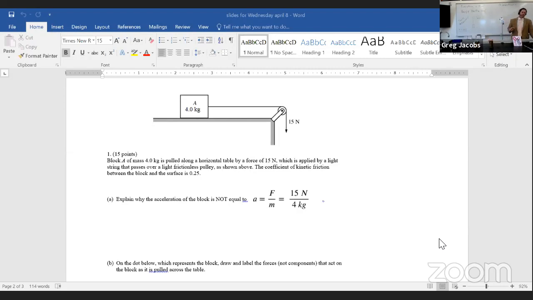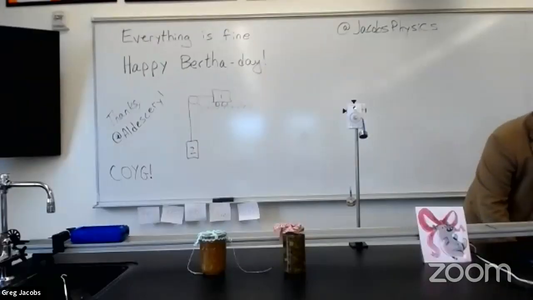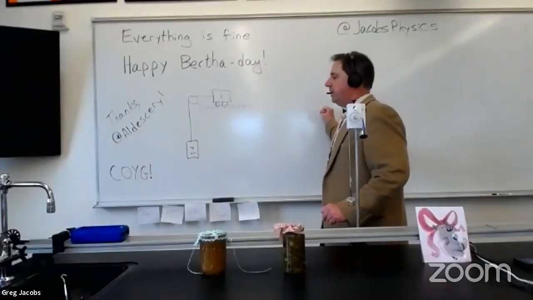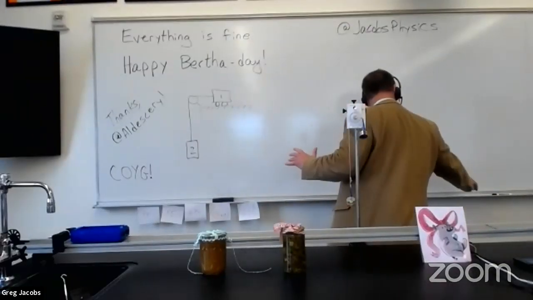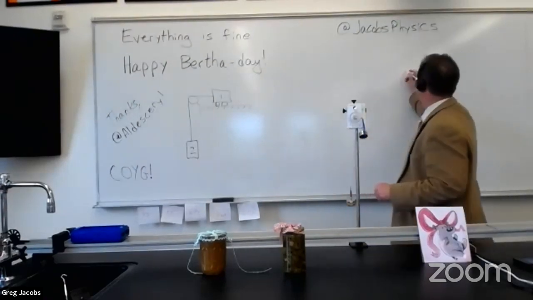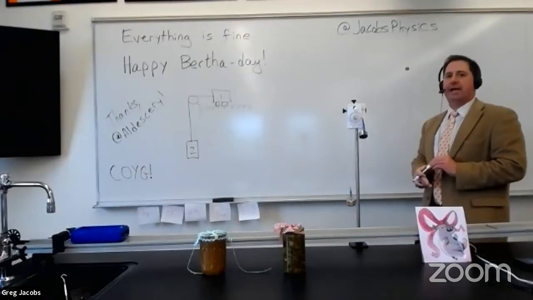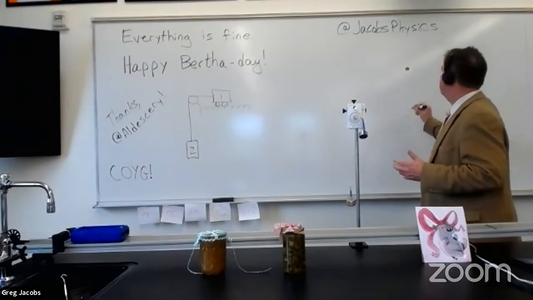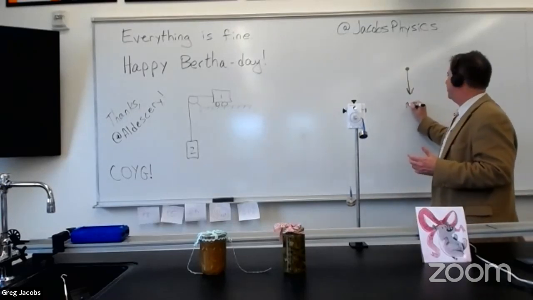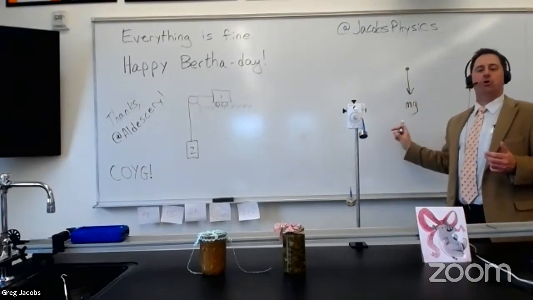I'm going to start with part B. Are you allowed to start with part B? Of course. Who says you can't? Part B asks for a free body diagram for the moving block. So here's the dot. What forces act on the block? We start with gravity. Gravity always acts down last I checked. That's the force of the Earth on the block.